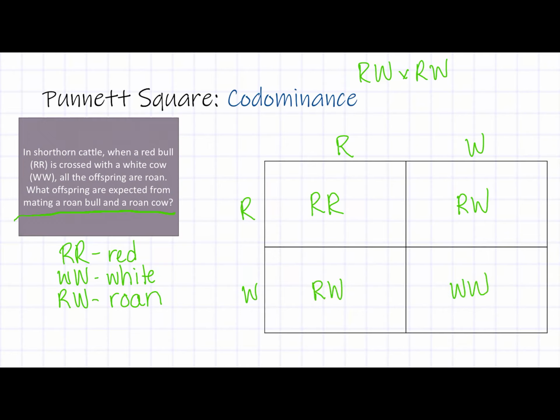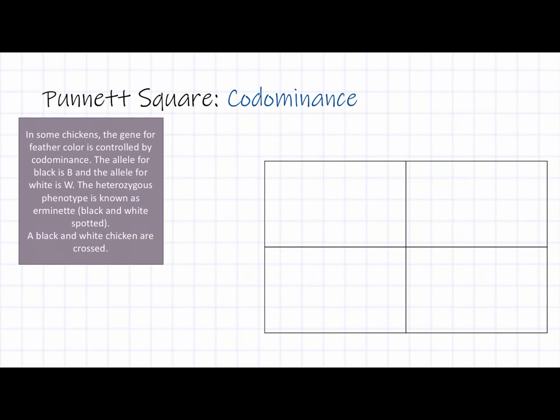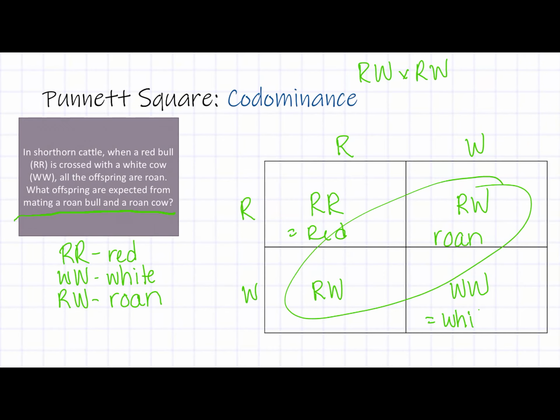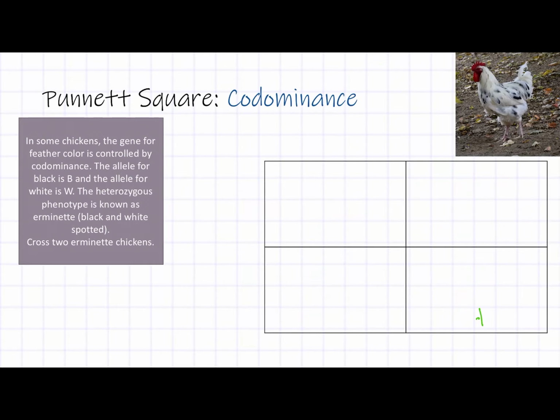So we have 25% red, 50% roan, 25% white. Oops, got really far ahead there. Okay. So with codominance, you can be red or white or roan. It works pretty similarly to incomplete dominance. It's just the color that you get is not a perfect mix because they both want to be seen.